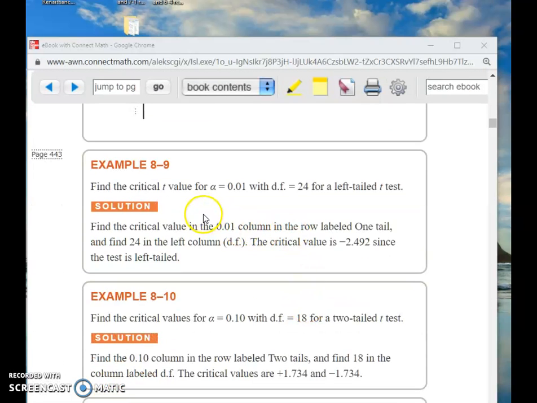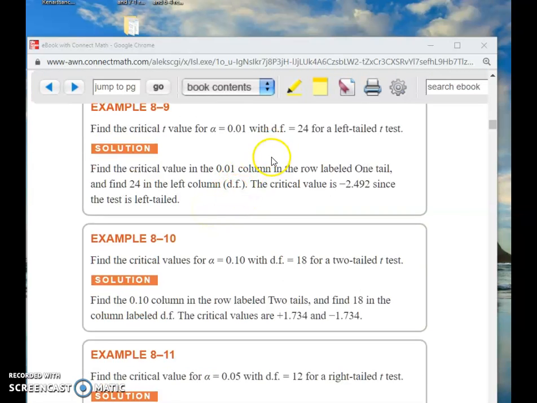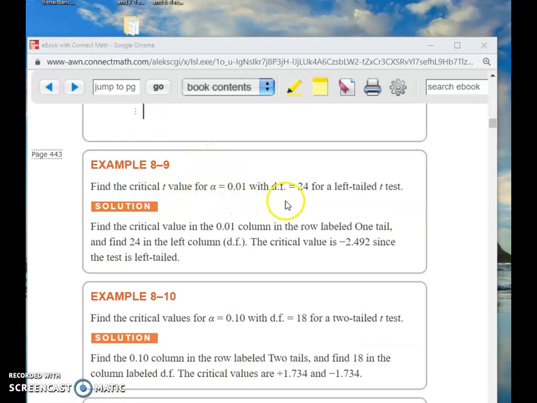All right, so now find the critical t-value for alpha equal to 0.01, degree of freedom of 24, with a left-tailed t-test. Again, we do exactly the same thing. We're going to find the degree of freedom of 24 down the column.